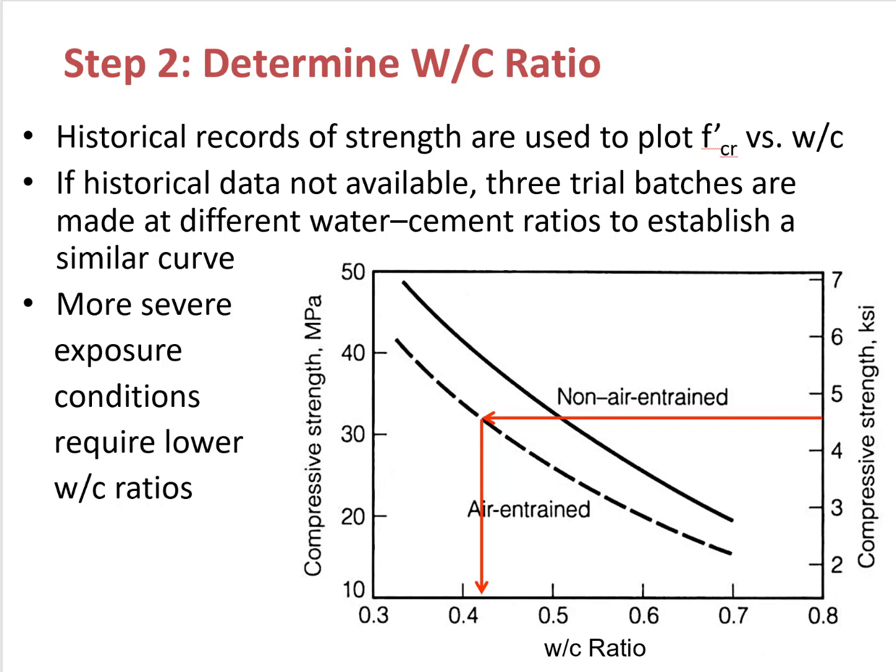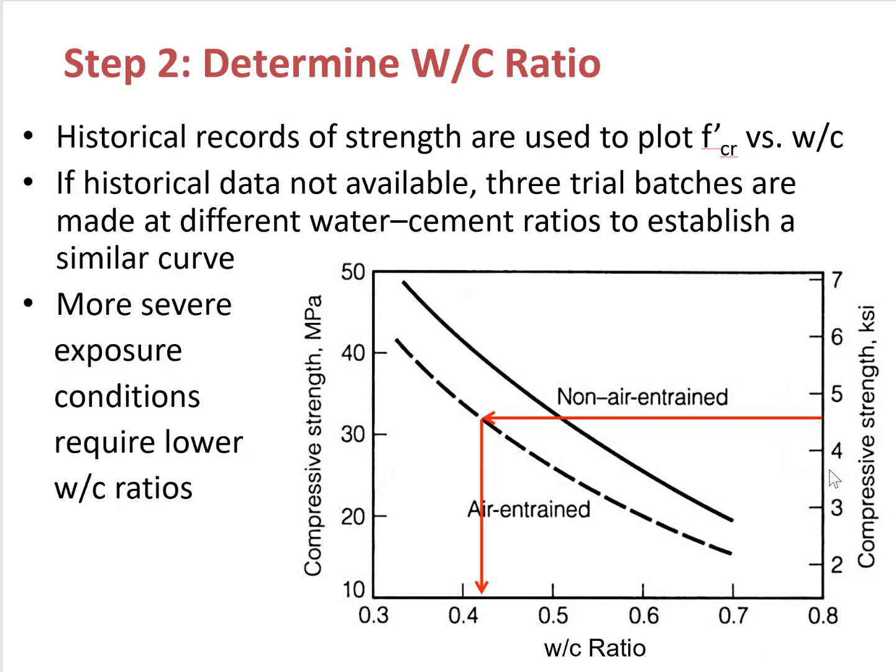required strength f'cr. Historical records can be used to plot a strength versus water to cement ratio curve as shown in this figure. If the historical data are not available, 3 trial batches can be made at different water to cement ratios to establish a similar curve. And based on this figure, you can determine the water to cement ratio needed to produce a specific required strength.